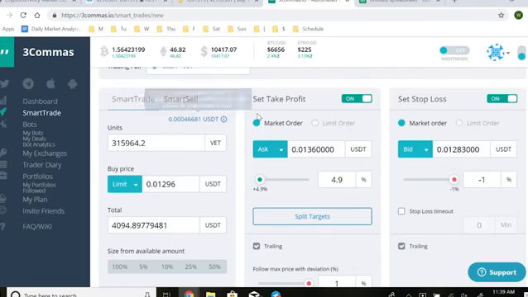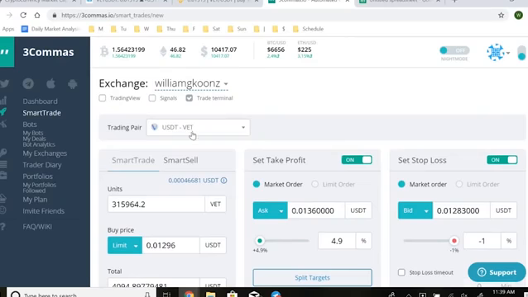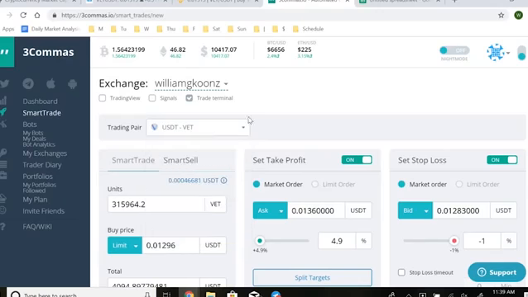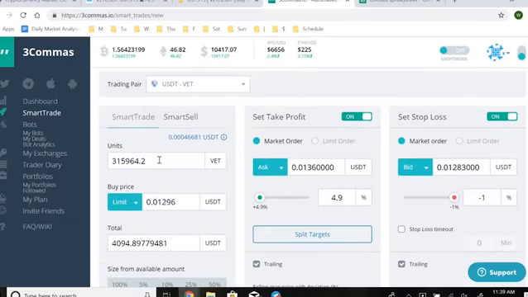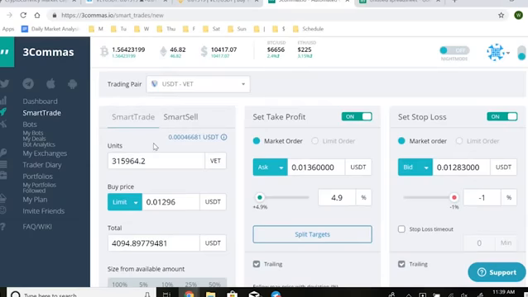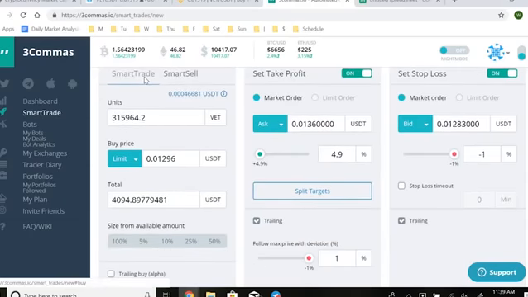So starting off, once you get here, you're going to first want to select the trading pair. So for me, I select USDT and VET because that's the pair I want to trade. And then you come down here to these 3 little panels. So you have smart trade, smart sell, set take profit, and then set stop loss. So starting off with the first column, we're just going to focus on this. Smart trade is basically to buy, and smart sell is to sell.